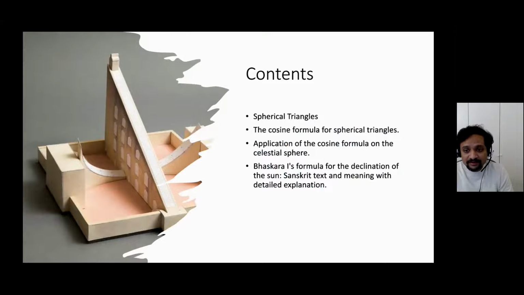Okay, so I'll begin with an introduction to spherical triangles, what they are. Then I will introduce the so-called cosine formula for spherical triangles, which is an important relation in spherical trigonometry. Then I will go on to discuss an application of the cosine formula to the celestial sphere. Finally, we will go on to the formula given by Bhaskara I, which we saw at the beginning of the presentation for the declination of the sun. And I will also give the Sanskrit text and how it translates to the English.